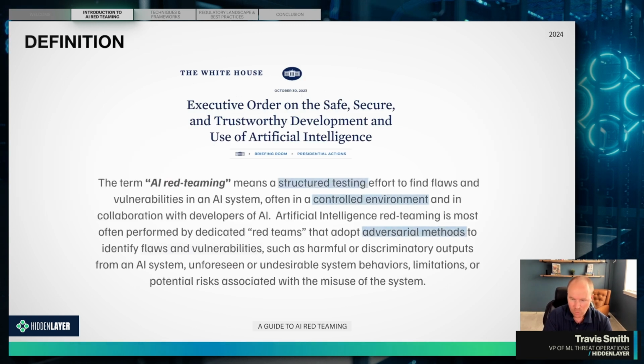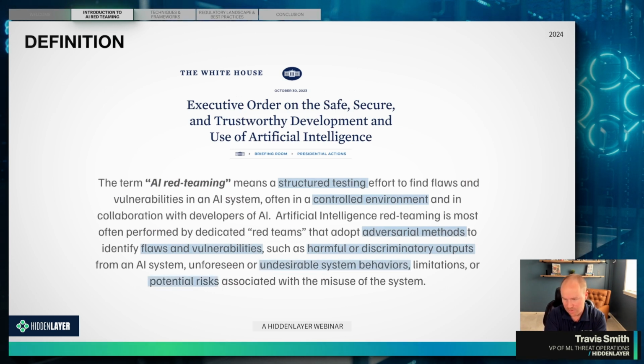So the definition, at least, of what AI red teaming is can be debated a lot. It's kind of a hot topic: what is actual red teaming? Should we actually call it red teaming? But for the purpose today, we can just take something like the executive order that the White House put out last October, in which they are trying to define what AI red teaming is, what it means to attack these things, and what you should expect to get out of it.